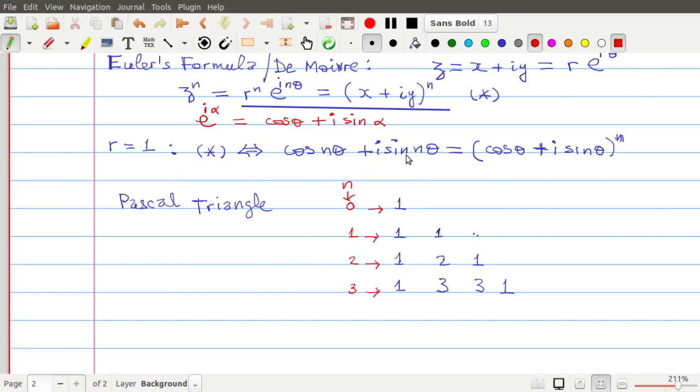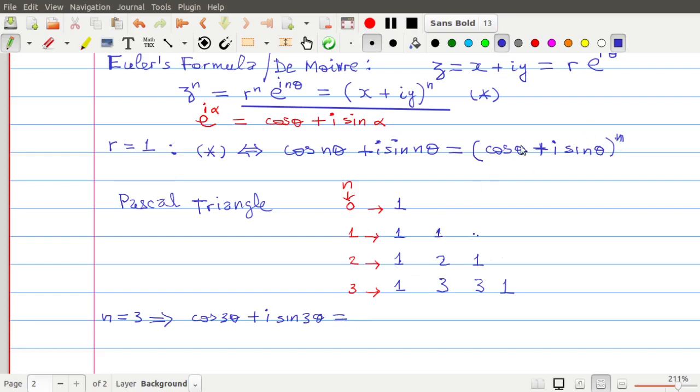So let us quickly do it for 3. We don't have enough time. We'll stop very soon. So if we use this, n equal to 3 will give us cosine 3 theta plus i sine 3 theta. This will be equal to what?